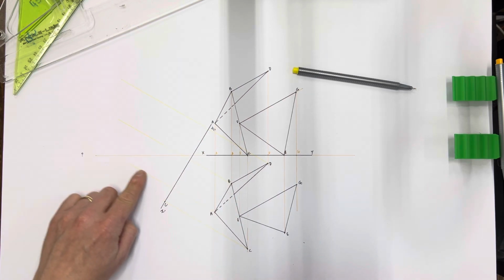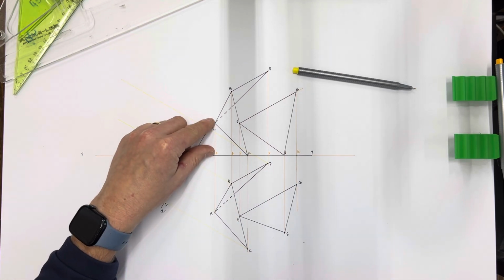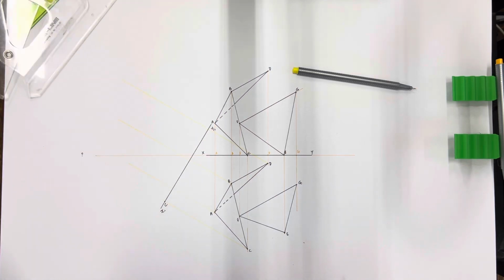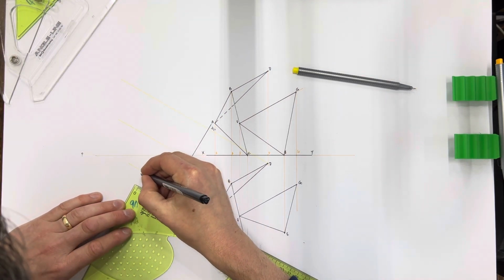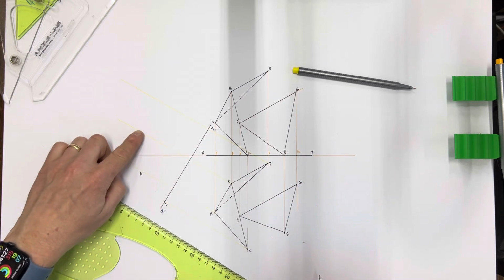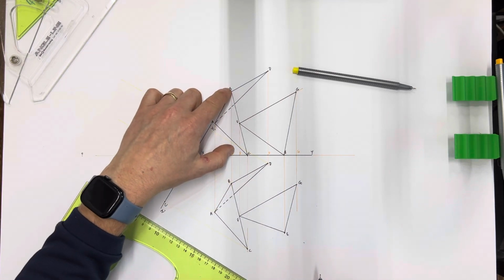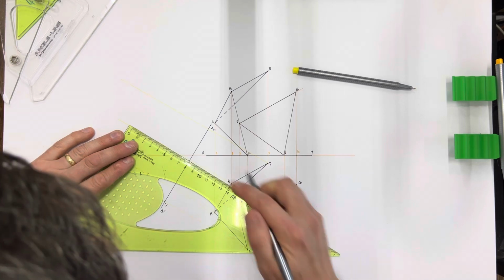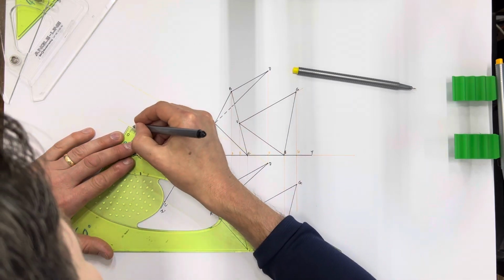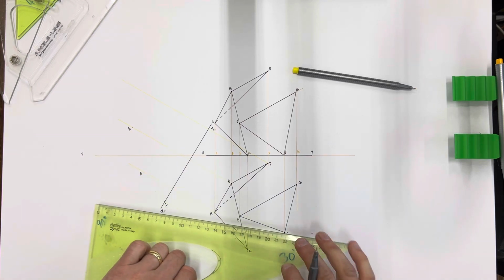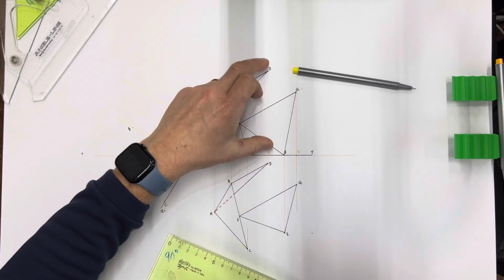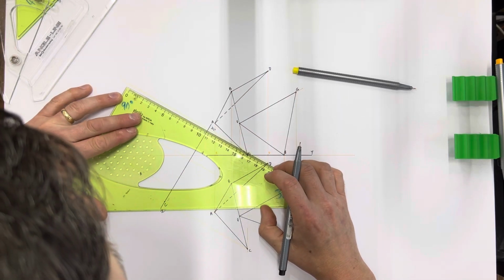For A, I go back 1 view, 2 views. The height for A is 40 millimeters in elevation. So I'm going to mark 40 millimeters for point A. For B, 1 view, 2 views. The height for B is 80. And then finally, D, the height for D is 105. So I go back 1 view, 2 views, 105 millimeters for D.